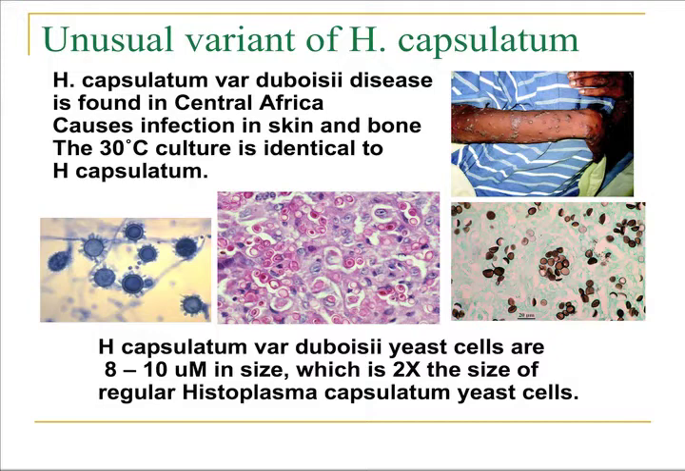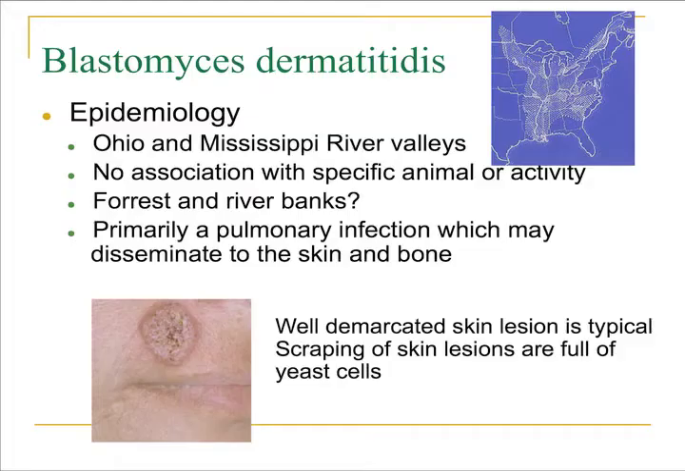If you go to the next slide, we will continue with a new fungus. This is Blastomyces dermatitidis. The epidemiology of Blastomyces is the Ohio and Mississippi River valleys. This is the endemic area in the United States. Unlike histo and some of the other fungal infections, there's no association with a specific animal or activity with Blastomyces.